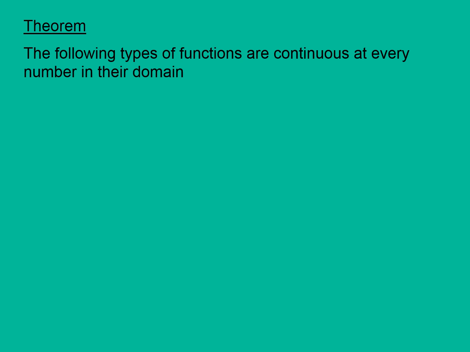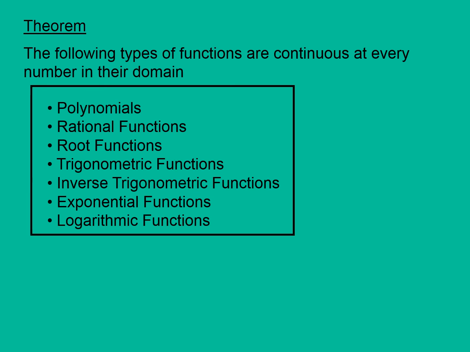Here's an important theorem. The following types of functions are continuous at every number in their domain. What's nice about this theorem is if we're given a problem and it asks us to find where this function is continuous, well, we could say this is a polynomial function, and polynomial functions are continuous at every number in their domain. We're finished. Likewise for all of the rest of these functions. If you have an inverse trigonometric function, you can just say inverse trig functions are continuous everywhere on their domain.